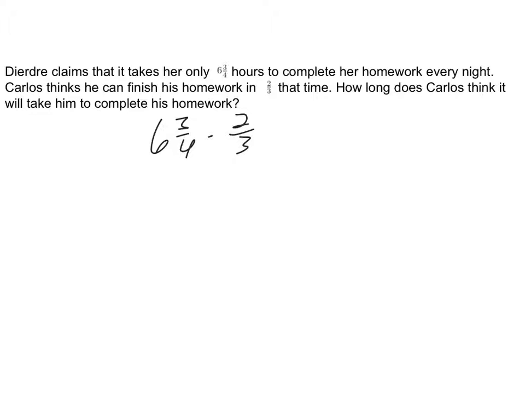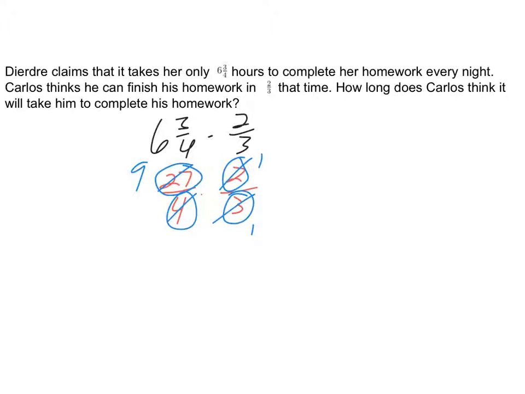Okay, so since we're multiplying with a mixed number, we have to turn that into an improper fraction. 6 3/4 turns into 27/4. And I'm multiplying that by 2/3. And looking again, if you'll notice, 27 and 3, I can take a 3 out of both of those. So a 1 and a 9. 2 and 4, I can take a 2 out of both of those, leaving 1 and 2. And so what I'm multiplying together is 9/2 and 1/1.